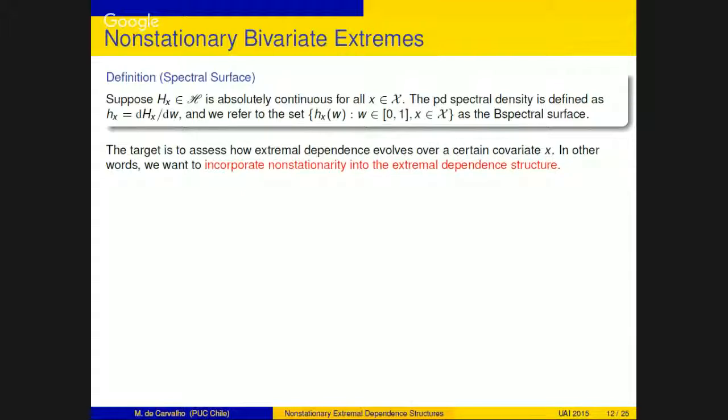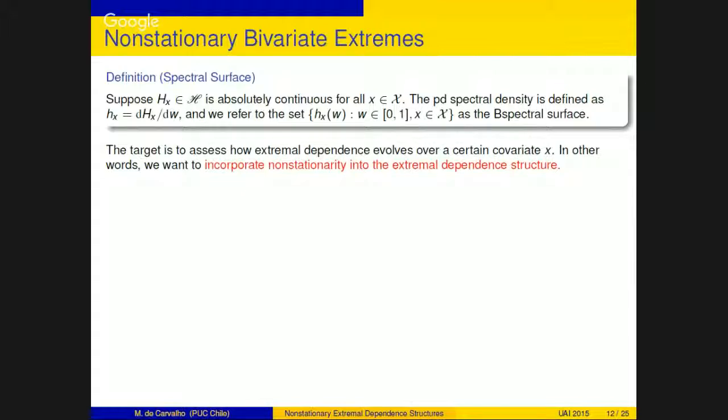So the predictor dependent spectral density is simply defined as just dhx dw. That's it. And in what follows, we'll refer to this set as the spectral surface. I'll refer to this as the predictor dependence spectral measure, to this the predictor dependence spectral density, and to this set the spectral surface.